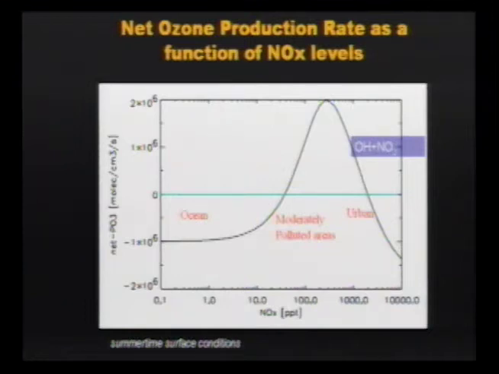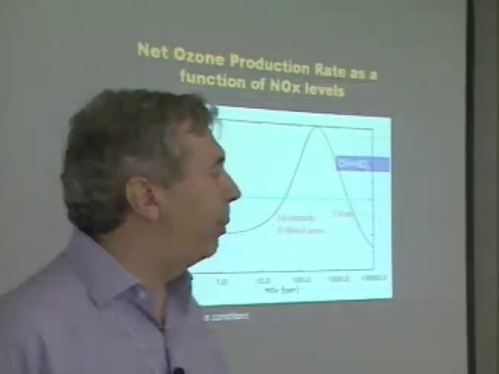I'll pass this. This is an important curve for those who are trying to understand how ozone is produced in the troposphere. And what you see here, for summertime surface conditions, is the net ozone production as a function of the level of nitrogen oxide that is present in the background atmosphere. And this is, if you want, a kind of representation of the degree of pollution.